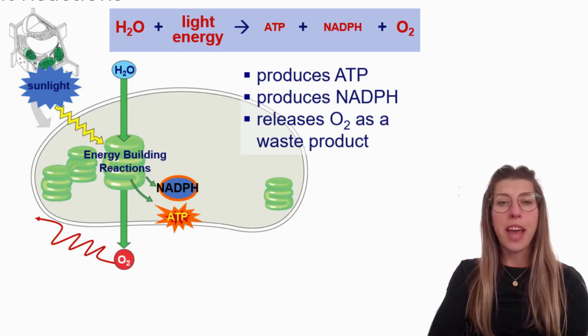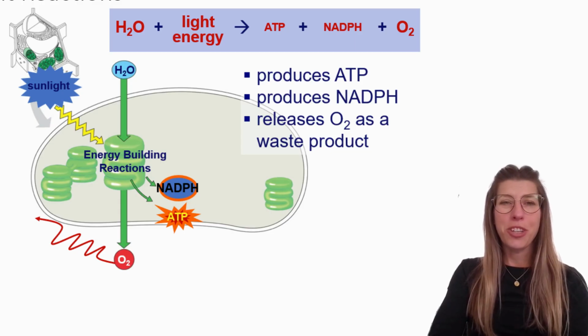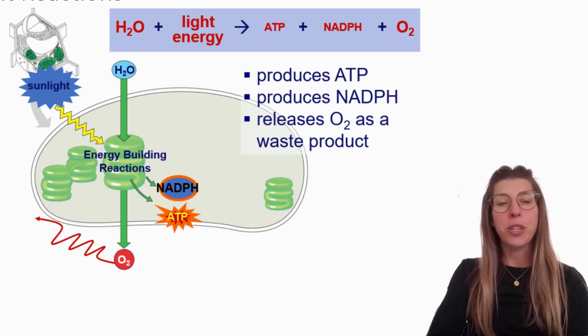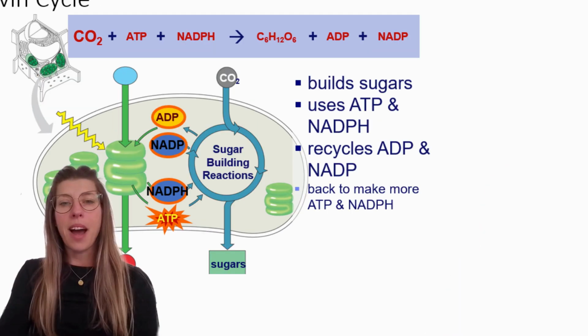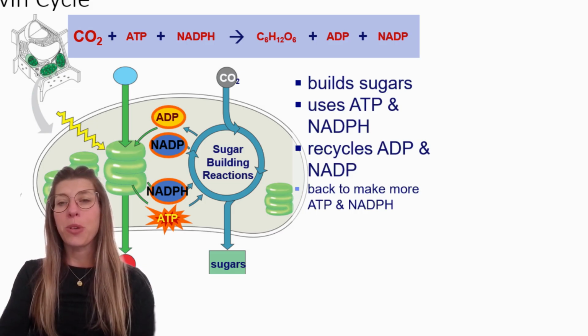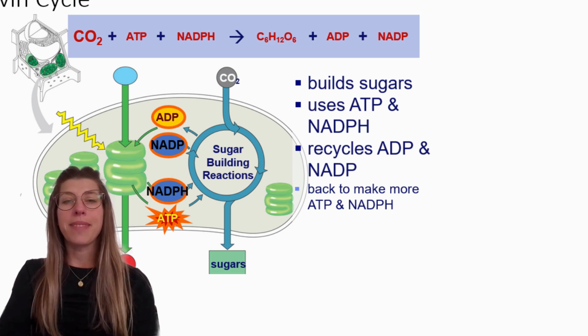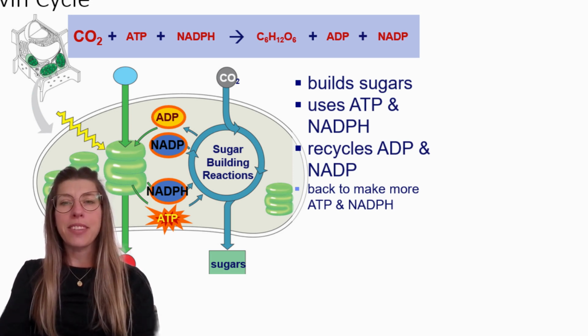Here is an overview of the light reactions. It produces ATP, it produces NADPH, and it releases oxygen gas as a waste product. We went over it many times, but this is a great little summary. The Calvin cycle, it builds that sugar, which is most often glucose. It uses the ATP and NADPH from the light reactions. It recycles ADP and NADP+ back to the thylakoid membrane for the light reactions to occur.